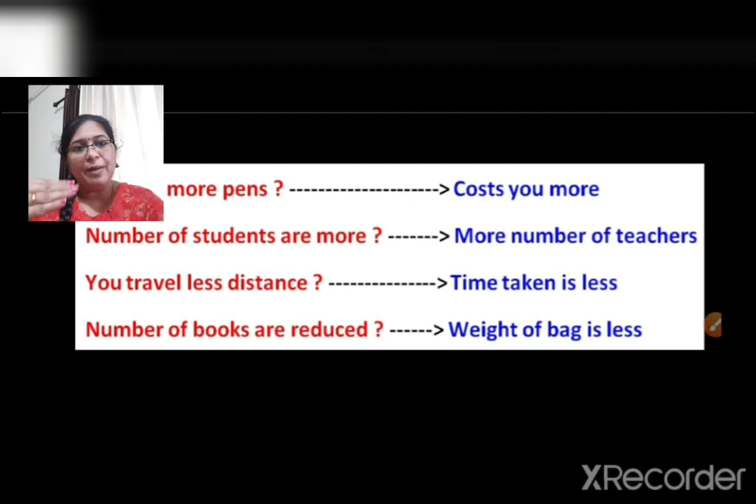Okay? When the number of books reduces, the weight reduces. When the number of books increases, the weight also increases. So both increasing together or both decreasing together means it is direct proportion. These are some of the examples. So now let us see how to find the formula used.